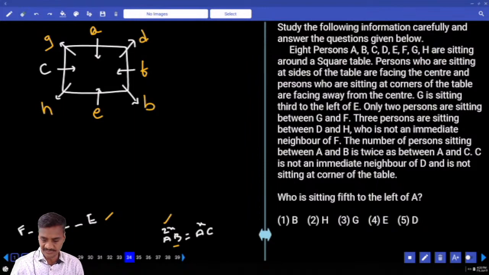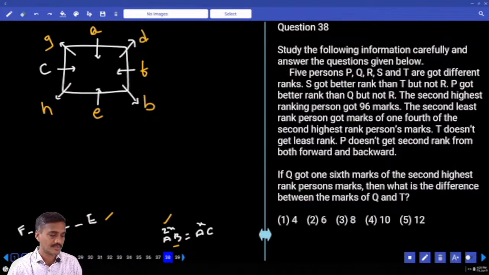Now this is about 34 to 37. The next one, 38. And 38 to 40 is based on just comparison.